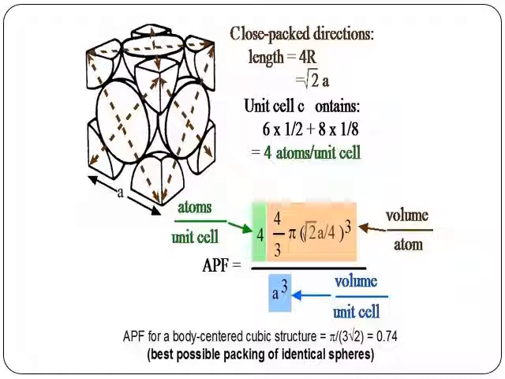As we have seen, in the simple cube it's 52 percent, in the body centered cube it's 68 percent, and in the FCC, that is the face centered cube, it's 74%. You can see there is an increasing order in the atomic density. A simple cube is less dense, a body centered cube is a little more dense, and a face centered cube is denser than the simple and body centered cubic crystals.